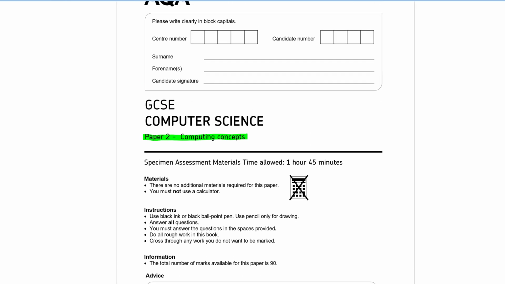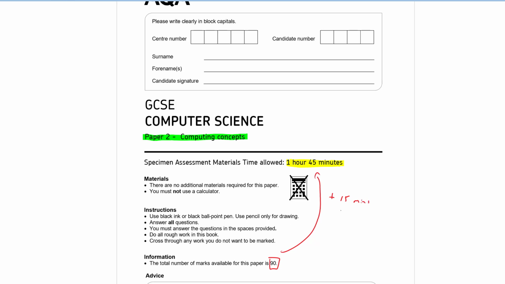So this paper is 1 hour 45 minutes, not 2 hours, which is what paper 1 is. Some people might get a shock when they see this. So it's still only worth 90 marks, the same as paper 1. I say only, it's still worth 90 marks, which again, basic exam technique dictates you spend about a minute a mark, which gives you plus 15 minutes to check at the end.